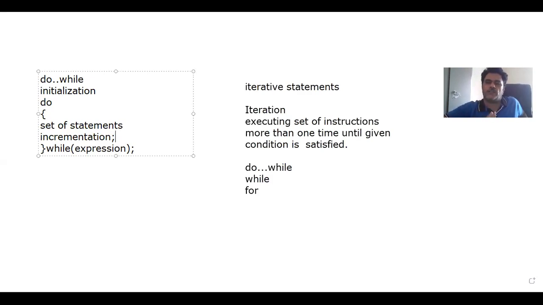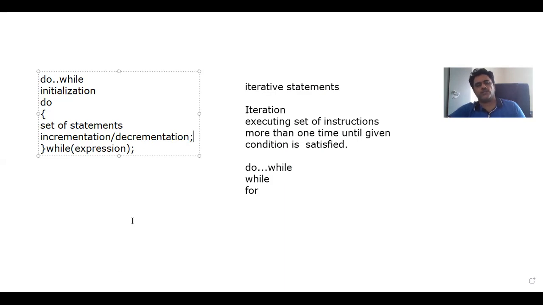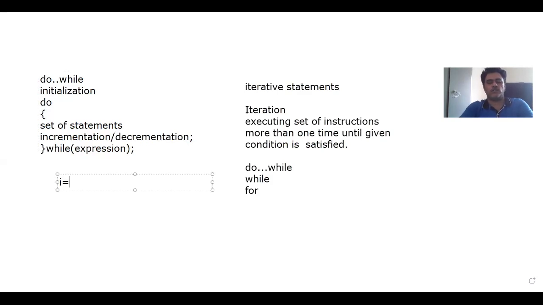So in do while or for we have three things. One is the initialization, incrementation or decrementation, and finally the while. So see an example here. Let us say i equal to 10. This is called initialization. It means that I am giving some value to the variable.